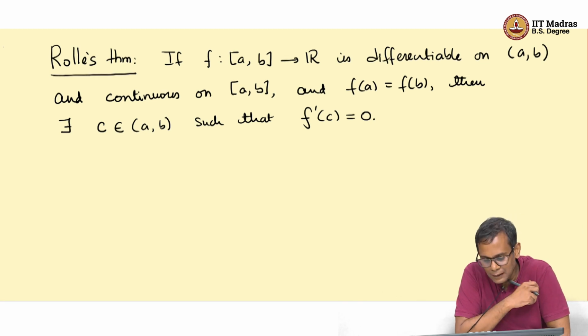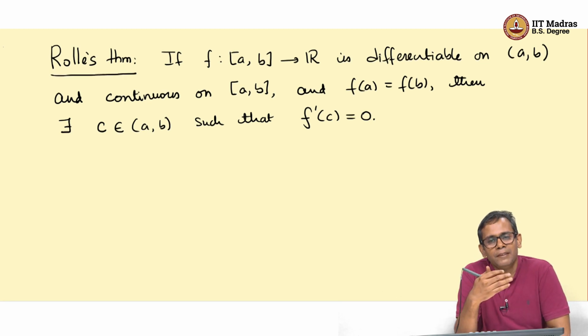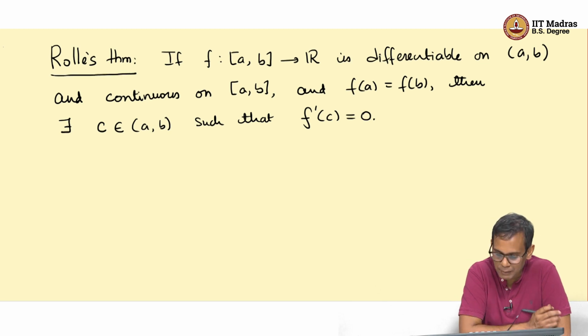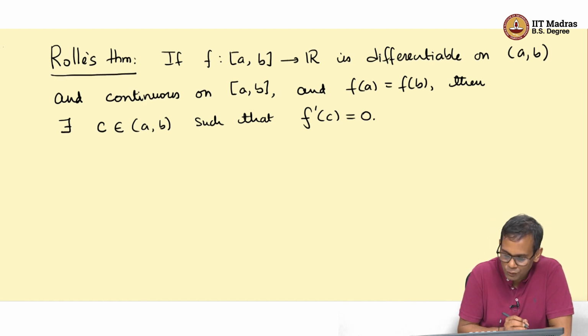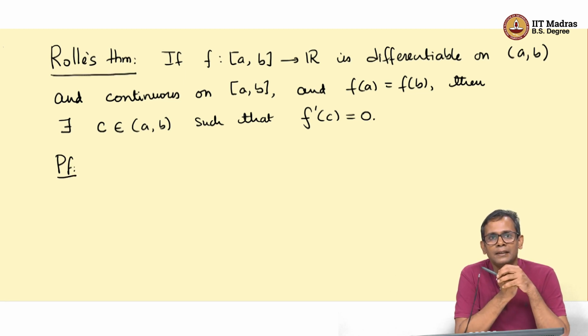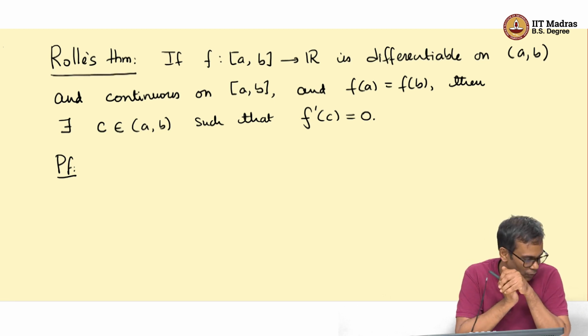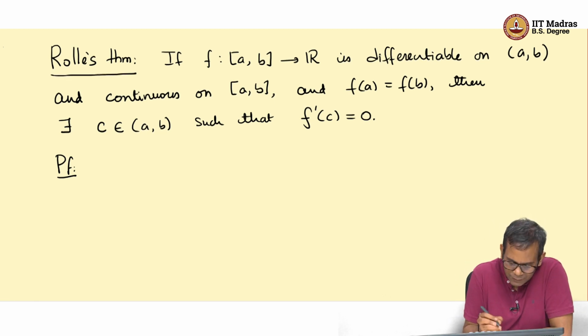This Rolle's theorem is a simplified version of what we will be seeing next, called the mean value theorem, and you can think of it as a stepping stone towards the mean value theorem. The proof of Rolle's theorem, well, basically the idea is that since this function is continuous on the closed interval [a, b], it must have a maximum or a minimum, and at that point the derivative has to vanish by the theorem that we just proved before. But we just need to be a little careful.